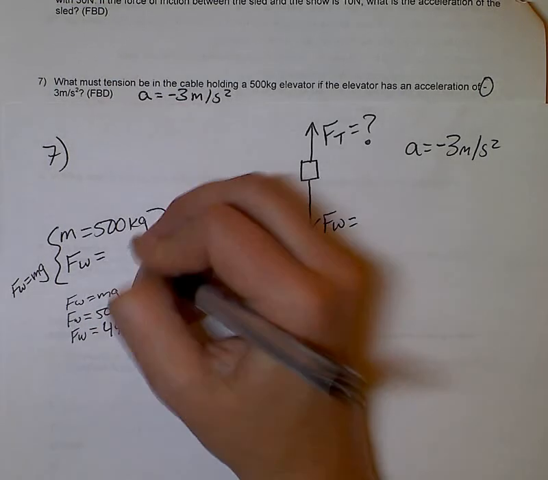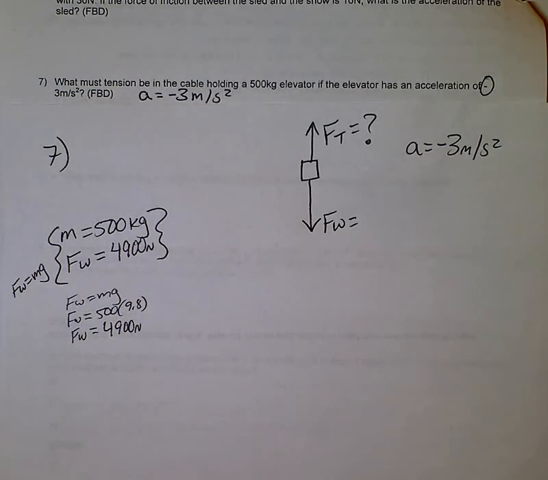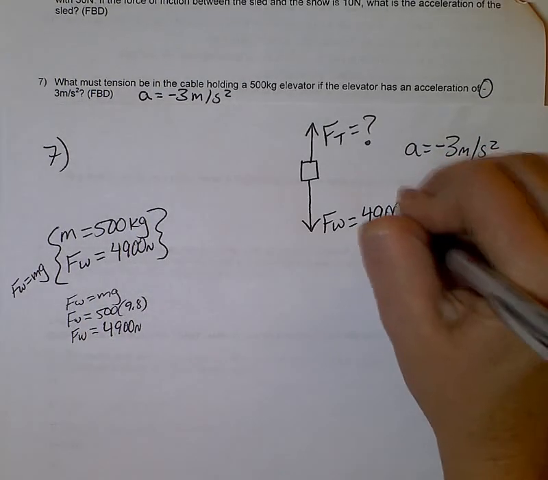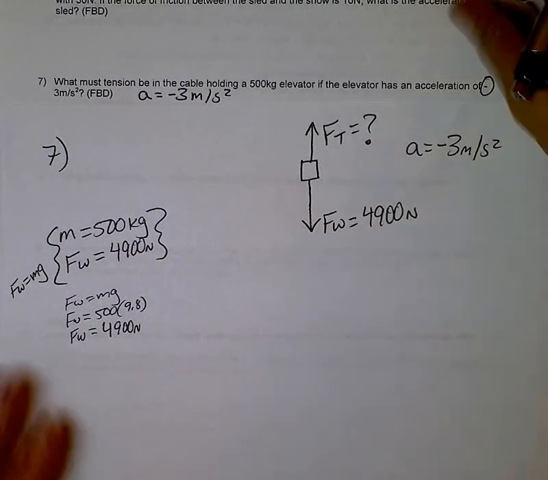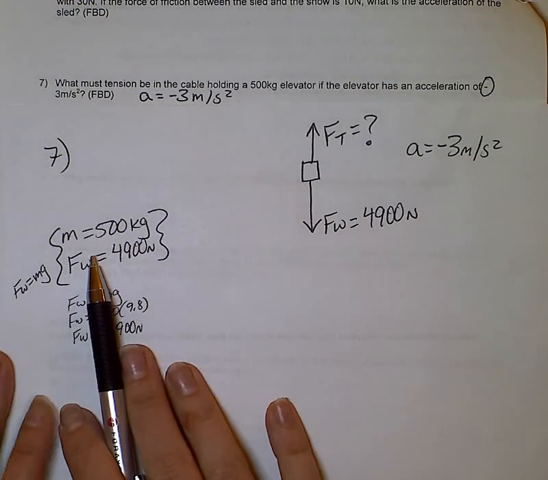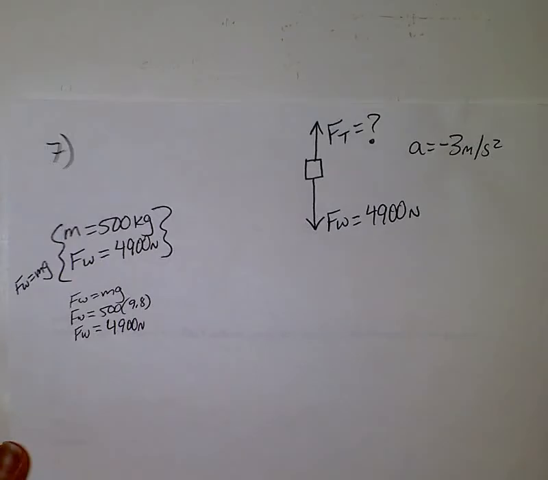So I'll put that right here. It's easy to see. I can go ahead and fill that in. I want to have everything on my free body diagram labeled and numbers if at all possible. So I've got my mass and my weight. I'll need my weight because it's a vertical problem. I need my mass because it's accelerating. I have my given acceleration and then my free body diagram.